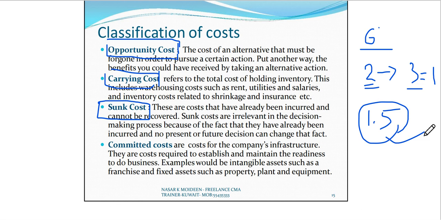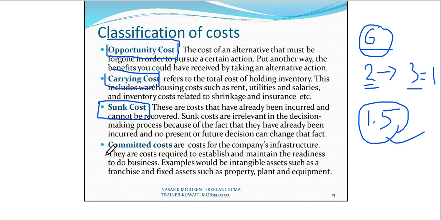Now what is sunk cost? Sunk cost, in this case, is the $6. Are we considering this $6 to make a decision in this case? No, we didn't consider it, right? Because that cost is already incurred and we cannot recover it. So don't put that into our decision making process. That cost was actually incurred and it is not going to be recovered. This is what we call sunk cost.